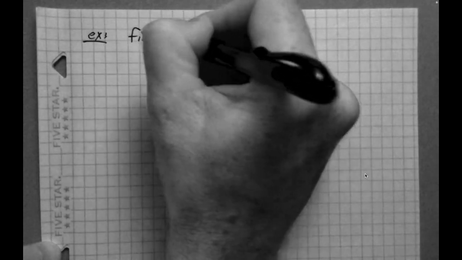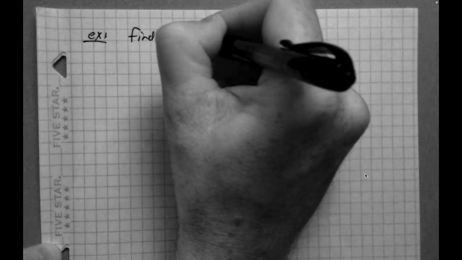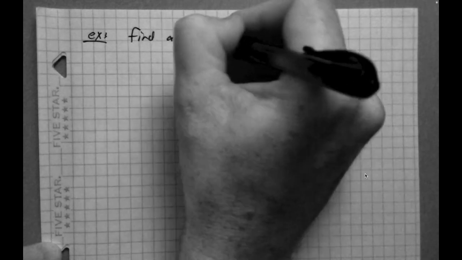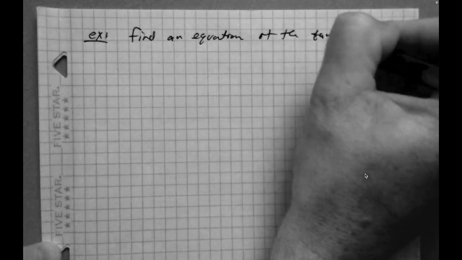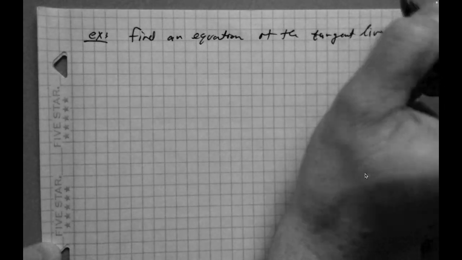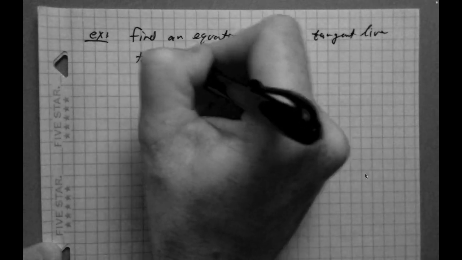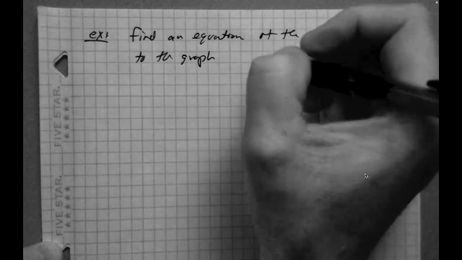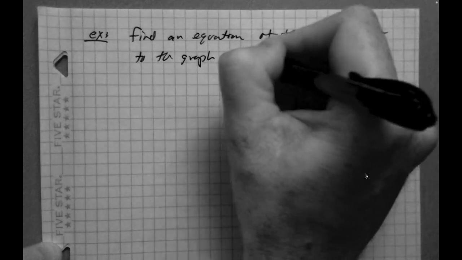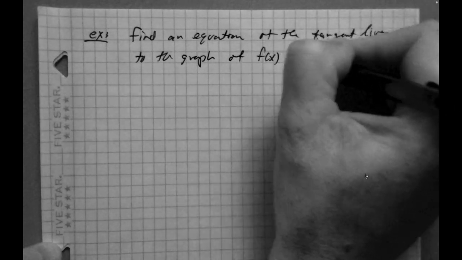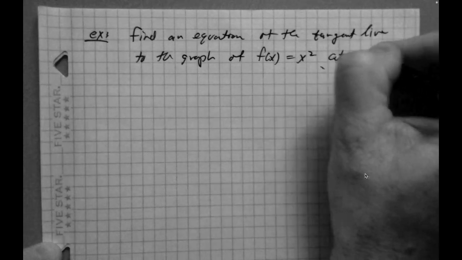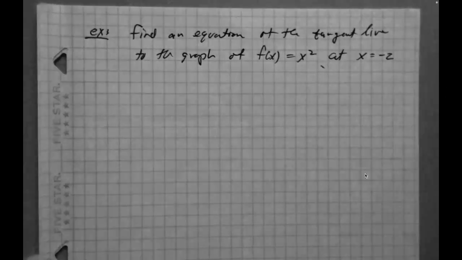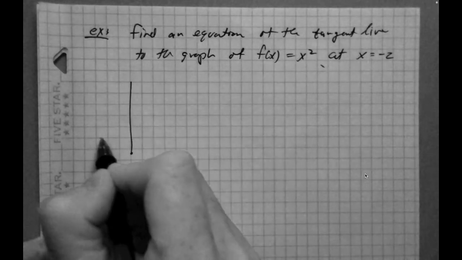Let's find an equation. So similar to last problem, but let's find the full equation. Find an equation of the tangent line to the graph of f of x equals x squared at x equals -2. Okay, so let's just think about what this is saying.